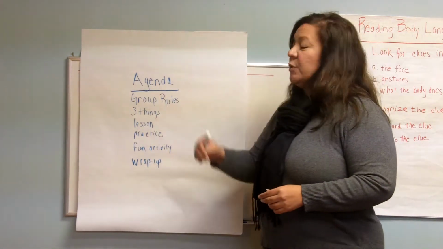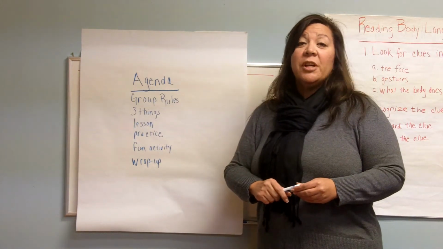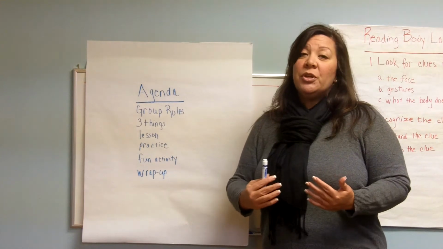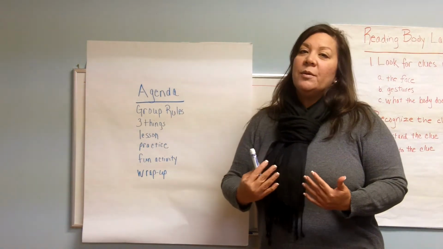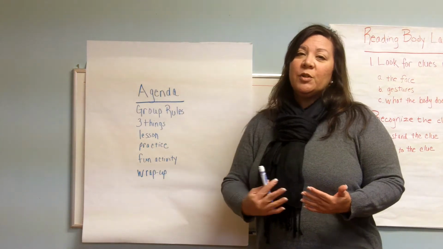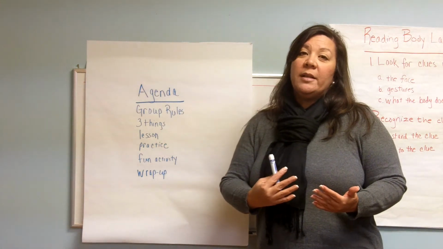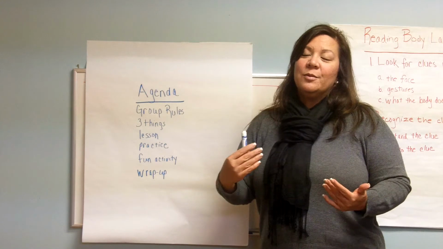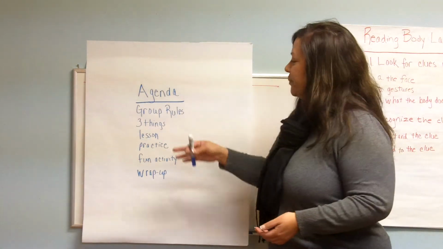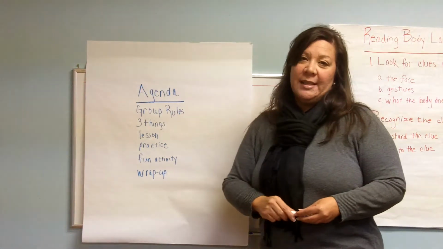The second thing we do is we do 3 things. That is a sharing activity where they tell me 3 things about their week. That's a good opportunity for me to model what is expected of them and what to share about themselves, as well as hearing about what other children are doing, what's happening in their lives during the week, things that they can relate to. The next thing we do is our lesson.